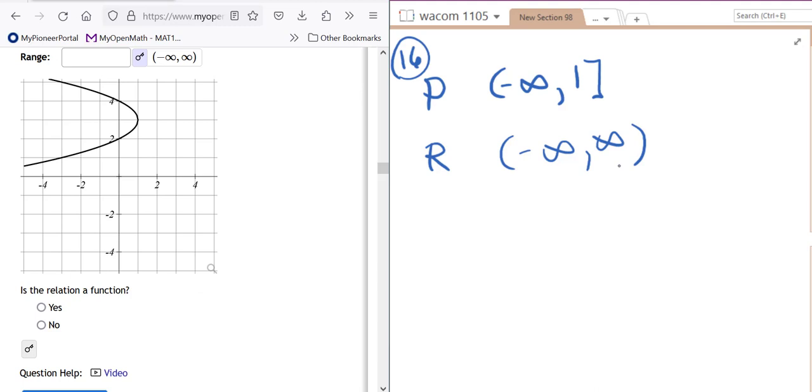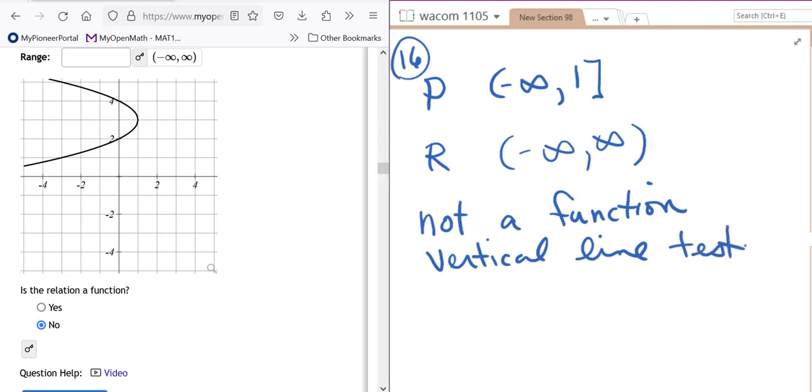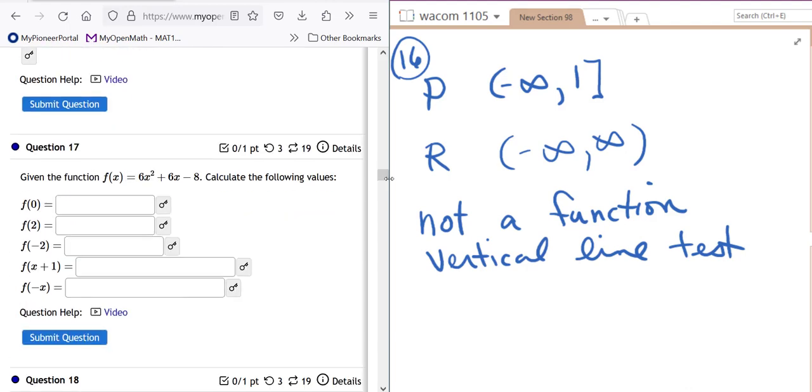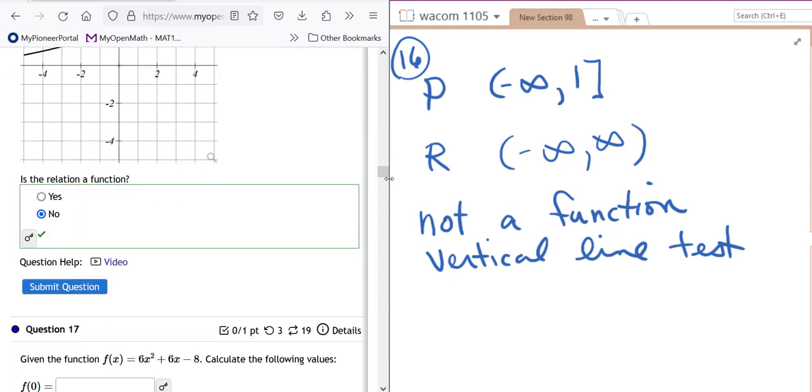All right, and then it asks, is it a function? We used what's called a vertical line test. If you can draw a vertical line that will hit more than one point, then it is not a function. So this one is not a function by the vertical line test. So we will say no, but it's going to mark me wrong on the rest of it because I didn't answer it. I just looked at the answers.